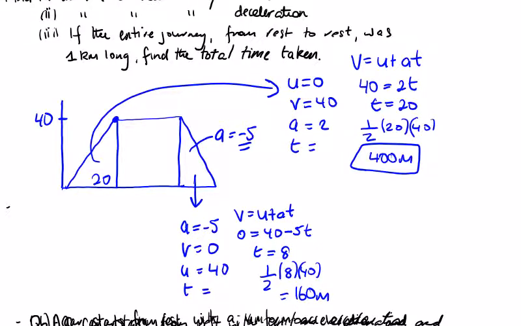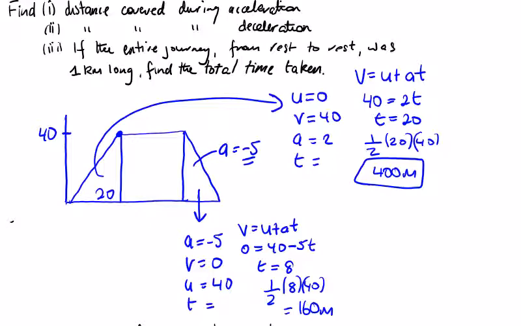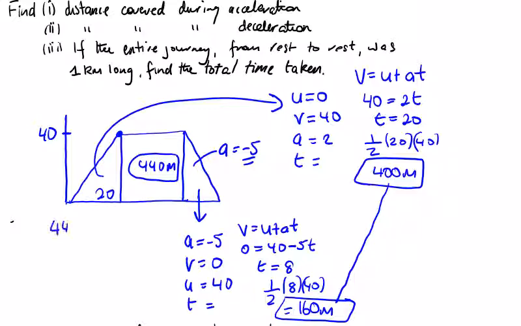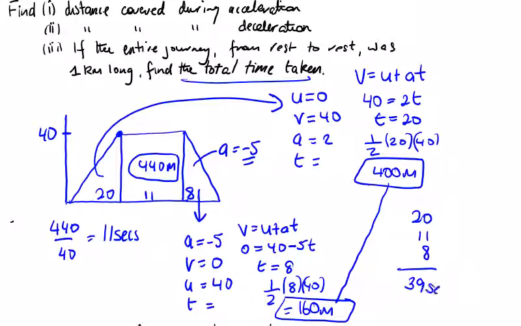We're told the entire journey was a kilometer. So what have we gone? These two, 400 and 160, 560, which leaves 440 meters in here. So if we're traveling at a speed of 40 meters per second, 440 divided by 40 would have to be 11 seconds in here. And the time here was 8. So the total time taken is 20 plus 11 plus 8, which is 39 seconds.